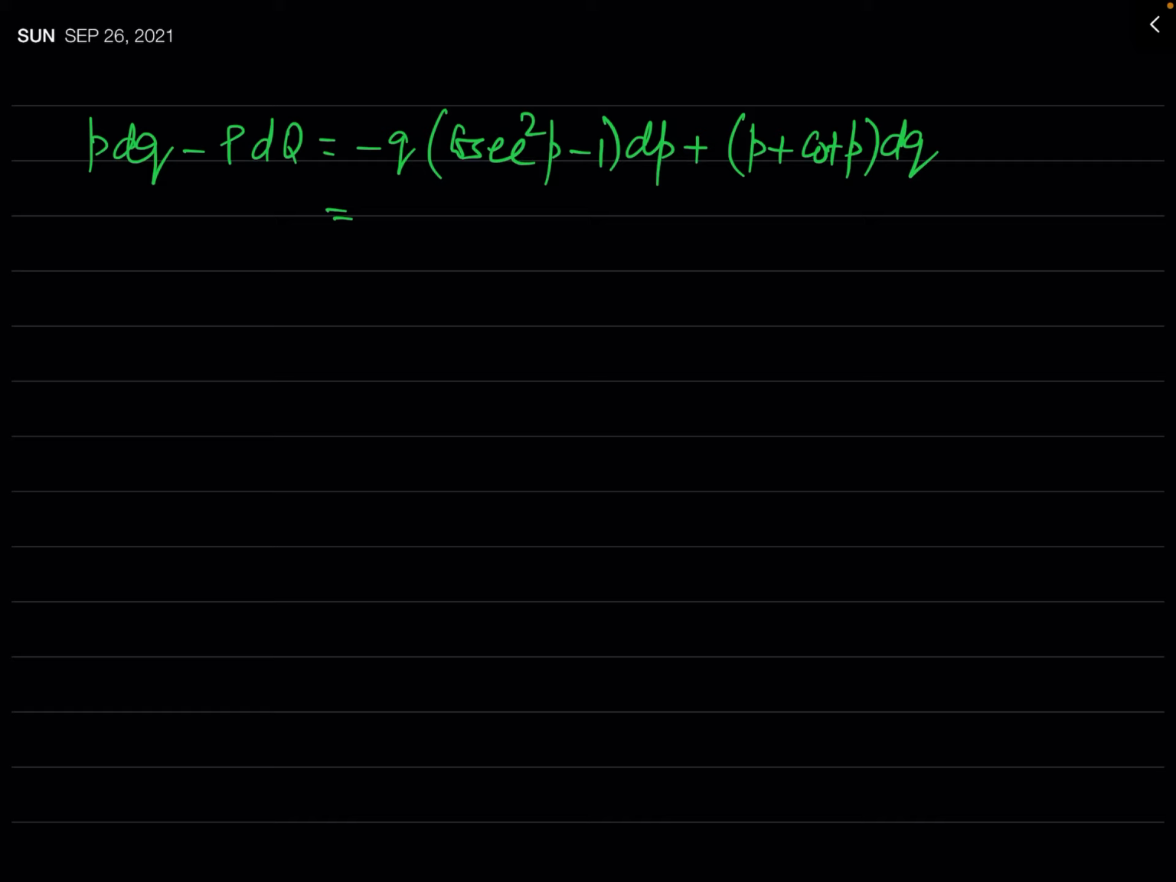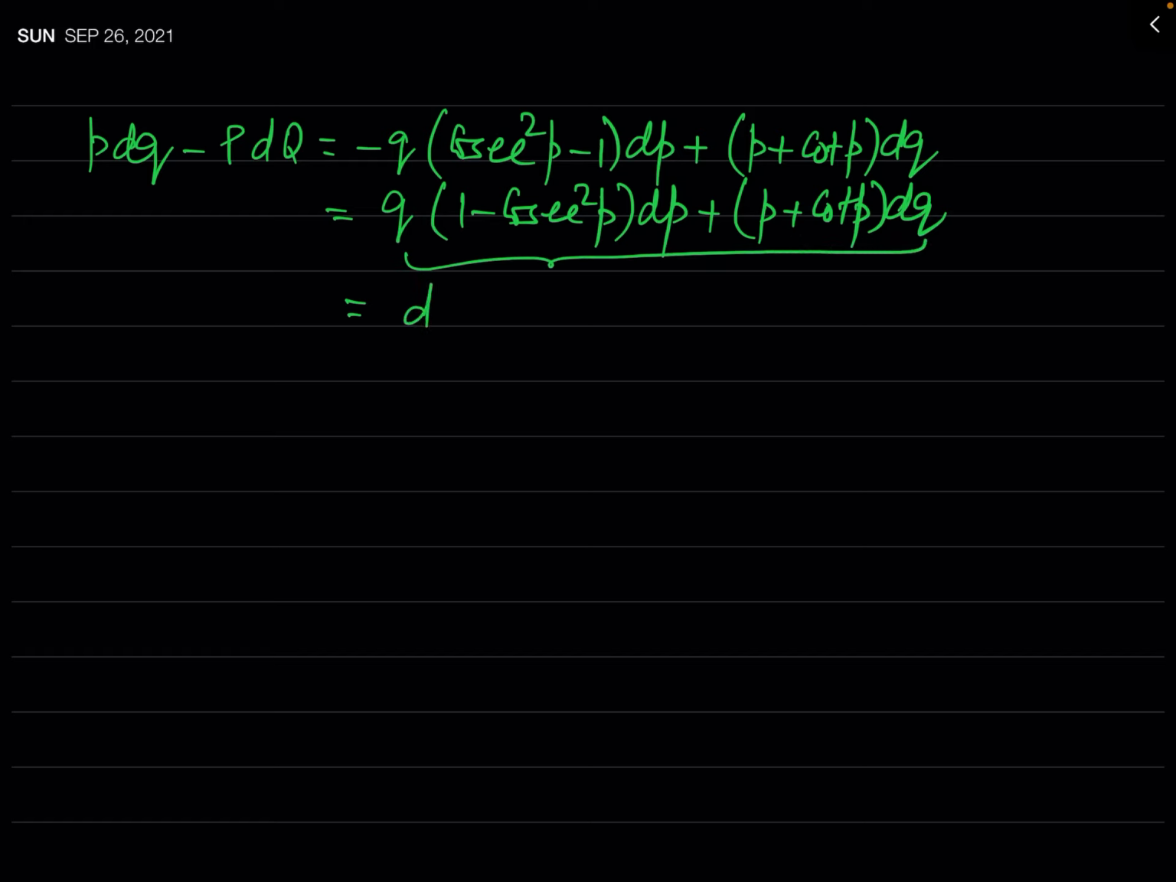Now if you introduce this minus inside the bracket, what will be your result? This is q times (1 minus cosec square p) dp, plus (p plus cot p) dq. Now you can see that this expression can be written as the differential of q times (p plus cot p).